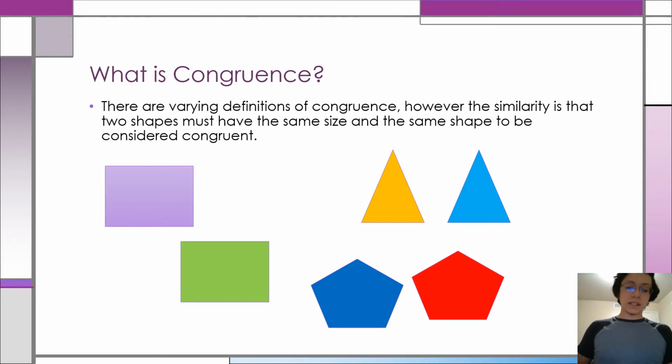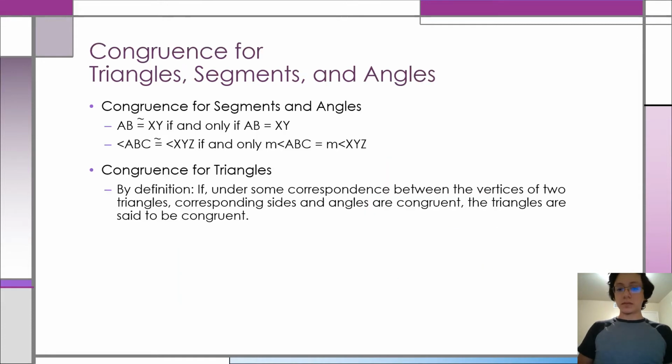We can see this through the three examples that I've given, which are these two rectangles, the purple and the green, that are the same size and the same shape, as well as the two pentagons and the two triangles. Each set of these polygons are the same size and the same shape. However, this section is about triangles, so what we're going to talk about more so is the congruence for triangles, their segments, and their angles.